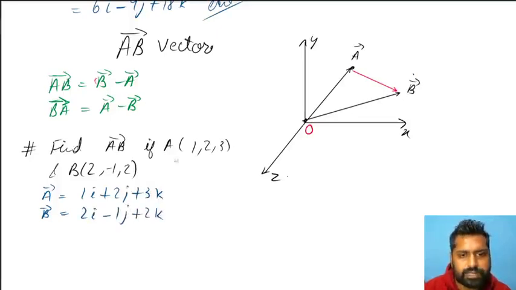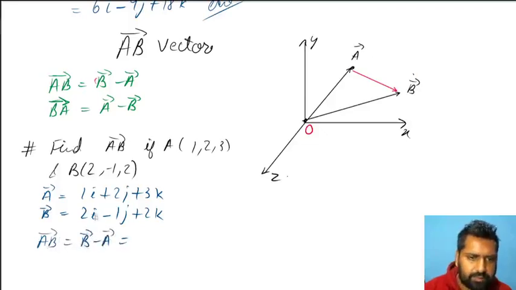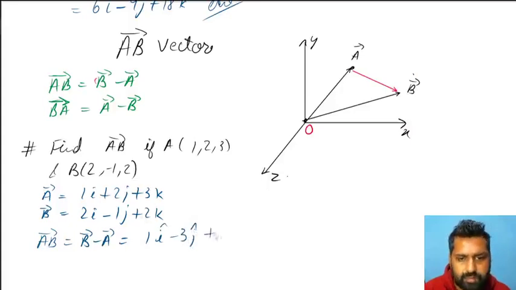Okay, ijk. Now you write AB vector. That's B vector minus A vector. So you subtract them. So B minus A. So 2 minus 1 is 1i. Minus 1 minus 2. So that will give minus 3j. And 2 minus 3 is minus 1. So minus 1k.